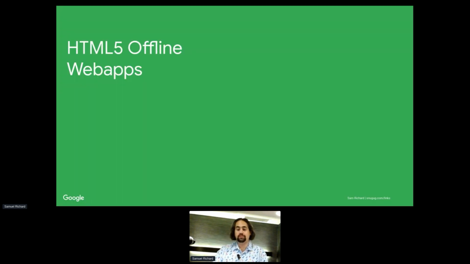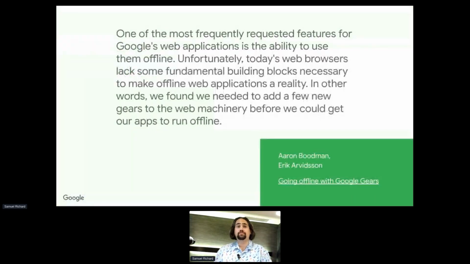The web, up until the introduction of HTML5, was designed to be used online, a series of connected documents. Web applications, as a major driving factor of HTML5, then became the need for web applications to work offline. In May of 2007, Google introduced an open source browser extension called Google Gears, designed to help make web applications work offline.